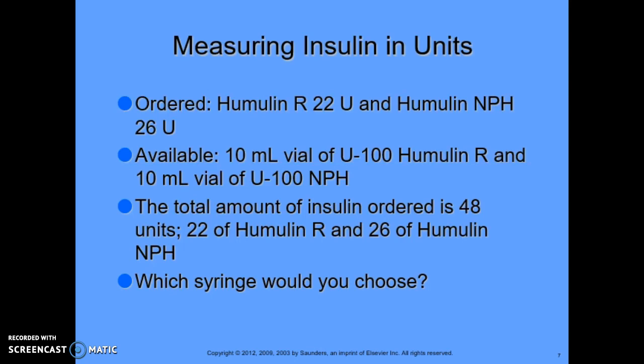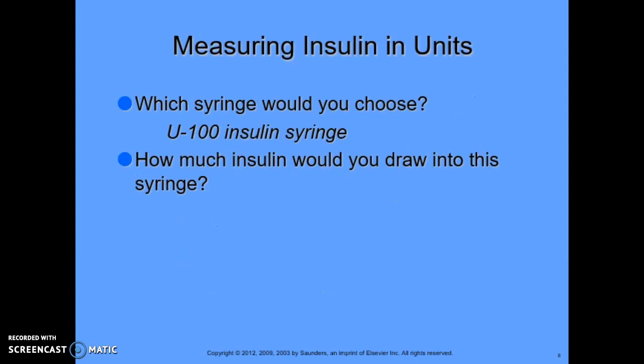Which syringe would you choose for this scenario? If you said the 100-unit insulin syringe, you would be correct. So how much insulin would you draw into the syringe? Well, we talked about it would be a total of 48. You would draw first the 22 units of the Humulin R and then the 26 units of the Humulin NPH.